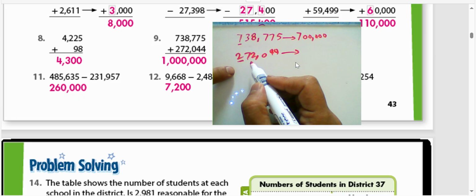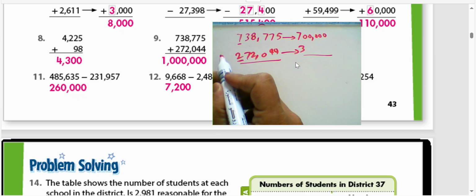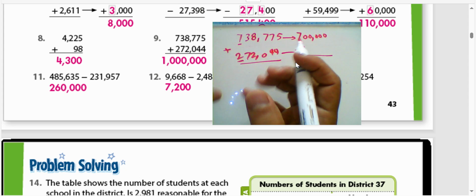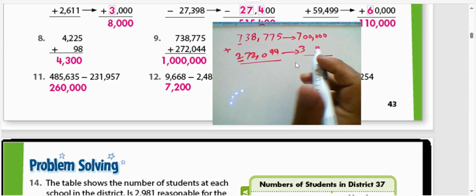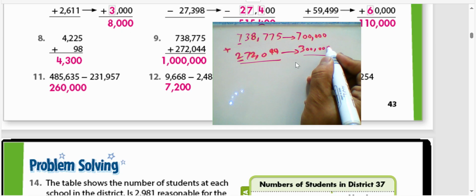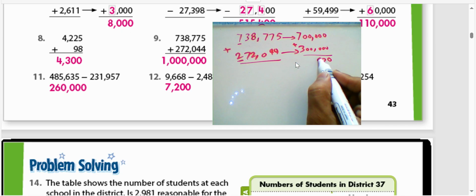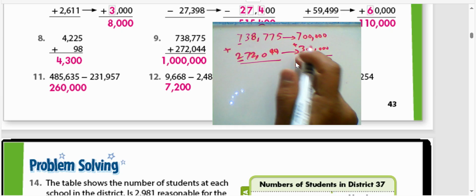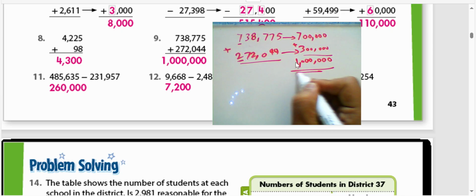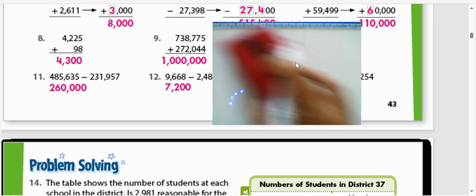7 can give 1 to 2 will be 3, because 7 is greater than 5. Any number greater than 5 or less than 10 can give 1. Okay, then 7 can give 1 to 2, 2 will be 3, and write 0, 0 and 3 zeros. And then we can add together, write 3 zeros and 0 plus 0, and 7 plus 3 equals 10. And the result will be 1 million. Okay, this is the total answer.